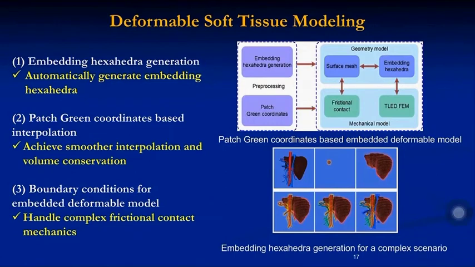So our deformable soft tissue modeling includes first step is the embedding hexahedral generations that it can automatically generate embedding hexahedral. And then we also adopt pyramid coordinates-based interpolations. The advantage is to achieve smoother interpolations and volume conservations. And then finally, to handle complex frictional contact mechanics, we also solve the boundary conditions for embedded deformable models.